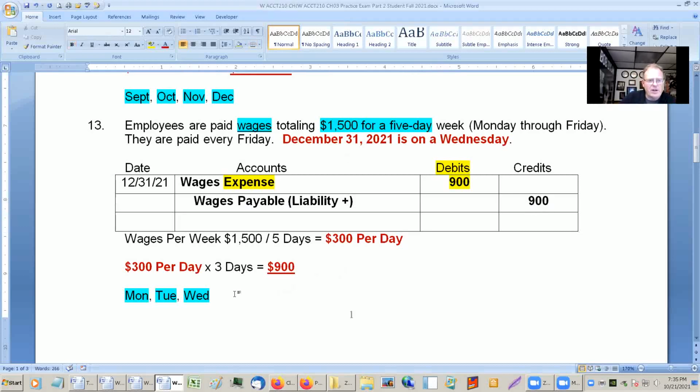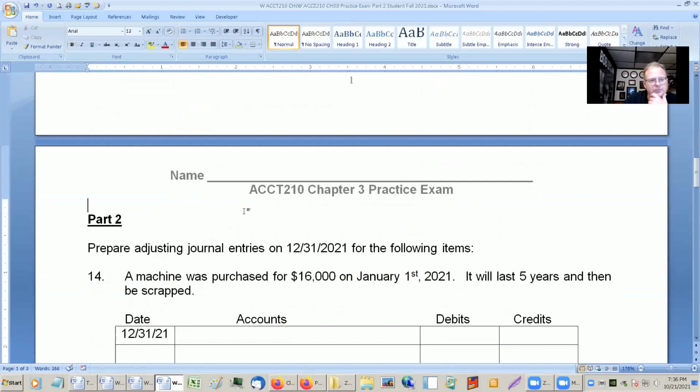And in case you're wondering, Monday through Wednesday will be in 2021. Thursday and Friday will be in the next year. So we're just saying, okay, how much of it belongs in this year? Well, Monday through Wednesday. Thursday, Friday, those are in 2022.